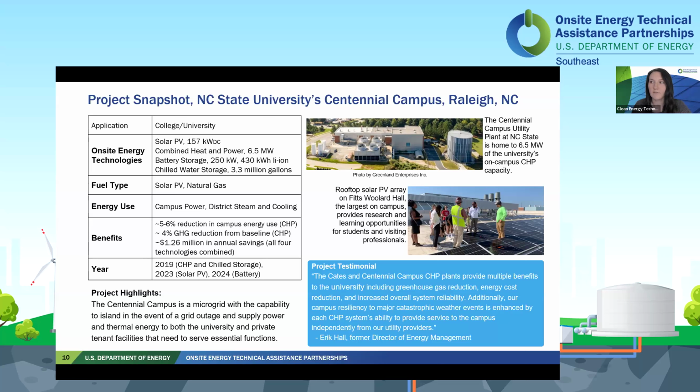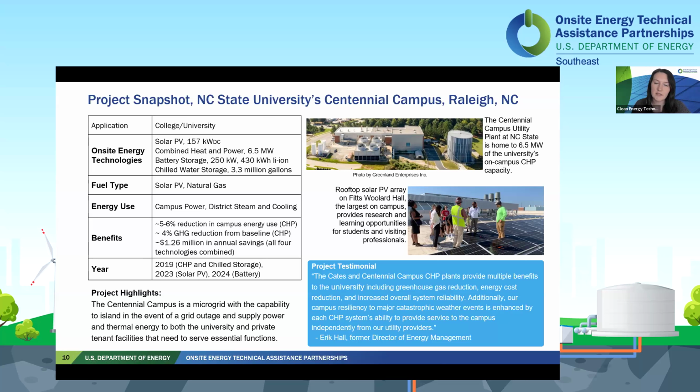And lastly, we have a chilled water thermal energy storage tank of 3.3 million gallons, and it's filled up to 3 million gallons. On the right, you can see a picture of the Centennial Campus utility plant, and the chilled water thermal energy storage tank is over here to the right, which is 85 feet tall, so it's quite large. And down here, you can see a picture of a tour being given of the Fitzwillard Hall PV system on top of the roof there.